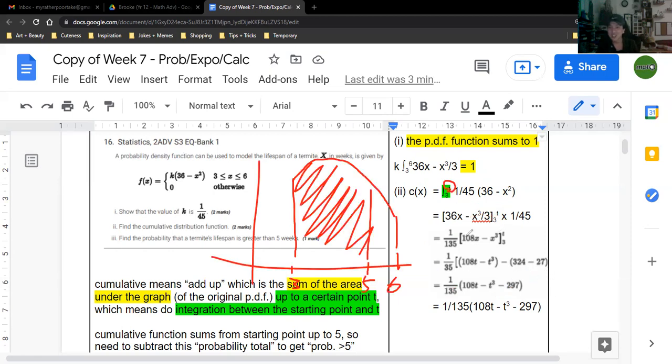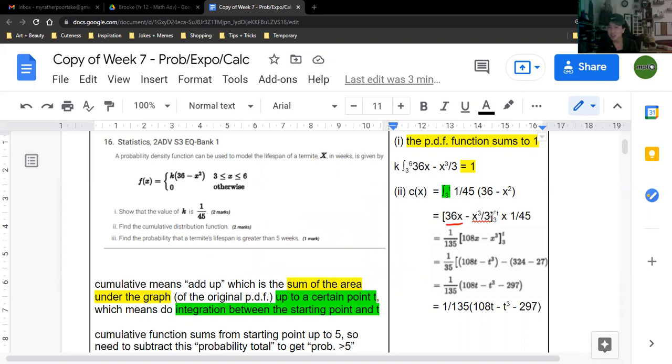Okay, so you still take the primitive, so 36x and x cubed on 3. And you can see we are taking between 3 and t, and then multiplying by 1 over 45, which is this number here. So we're actually taking it out of the integral and just doing this part here. So that's the function, and this is the primitive, and we're taking between t and 3. Once you do those things, you end up with something that looks like this.